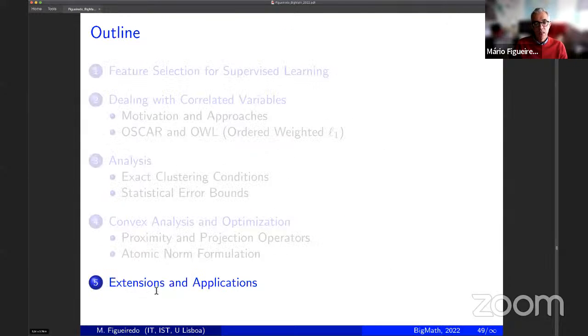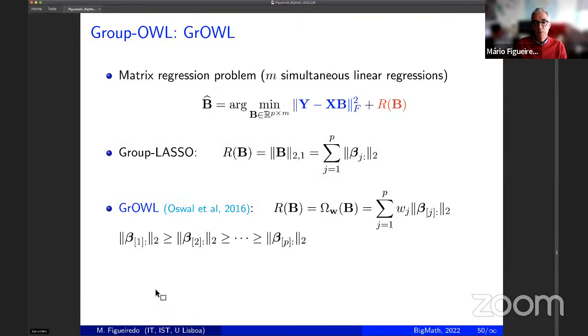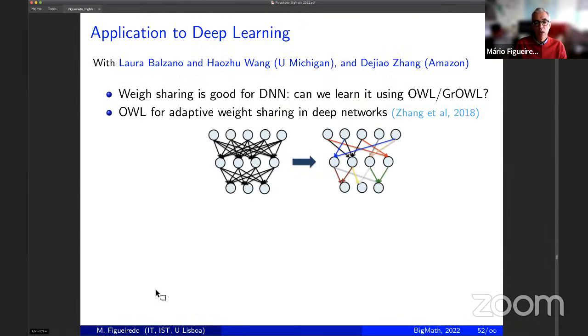Okay, it's easy. So now I would talk a little bit about extensions and applications. I will not have time to do that. I'll just talk about one modern application to conclude the talk with a more modern flavor. It's known that weight sharing is fundamental for the good performance of deep networks. For example, convolutional neural networks use this very intensely, since they use convolution, sharing the weights spatially. But we started out thinking, why don't we use OWL to try to learn the sharing of the parameters of the network directly from the data rather than having to impose this sharing?